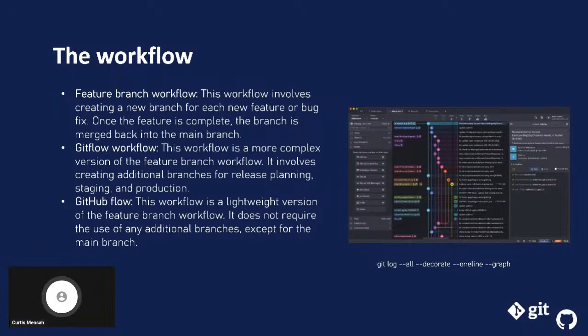So the feature workflow focuses on the end-to-end series of interactions we have in the organization. Every developer creates a new branch, and the branch is either a new feature or a bug fix. Then once the feature is complete, the branch is merged into a main branch.